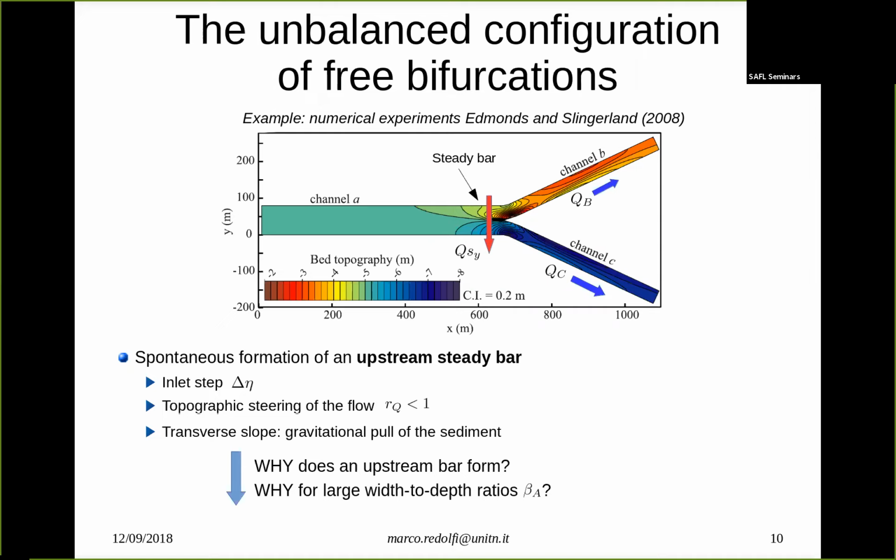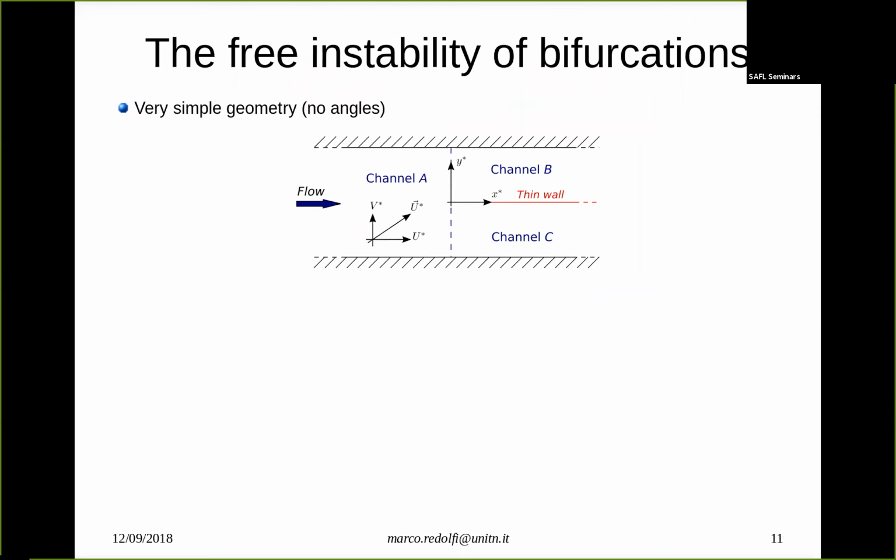Well, this is reasonable, but why does this upstream bar form? And why is this observed only when beta is relatively high? That's the main question. To answer this question, we try to further simplify the problem. So I consider the simplest possible bifurcation. It is simply formed by a straight channel where I put a thin wall that divides the system.